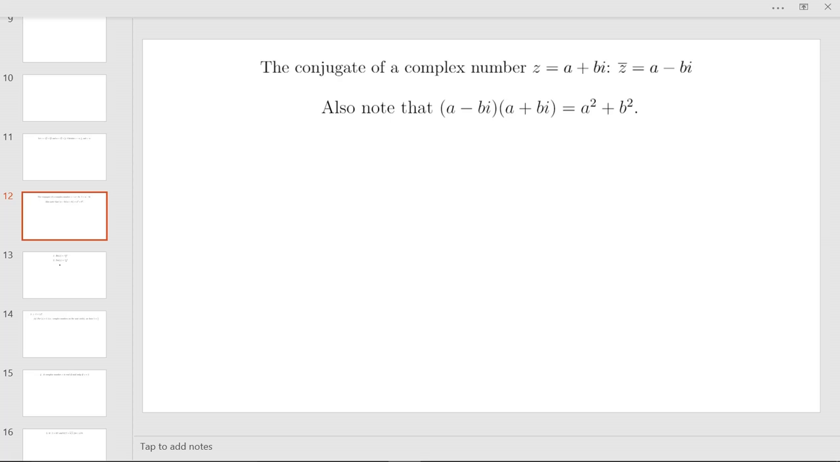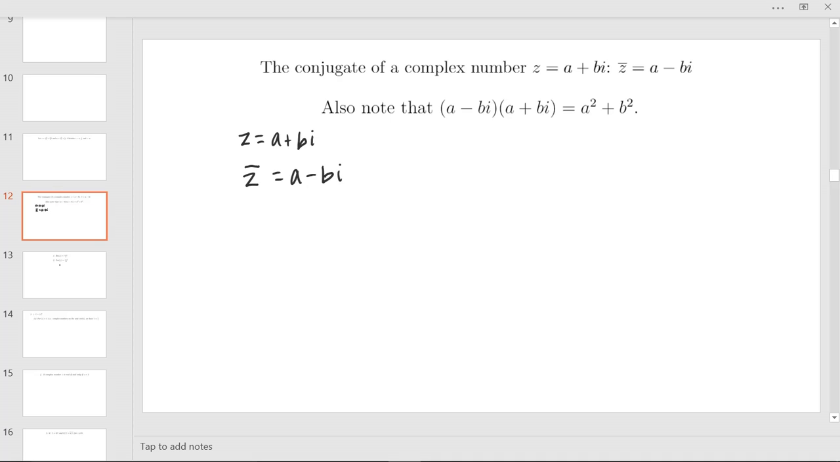Hello. In this lecture, we will be going over complex conjugates and De Moivre's theorem. First, we start with a definition of the complex conjugate. For the complex number z equal to a plus bi, the complex conjugate of z, denoted by z bar, is equal to a minus bi. So basically, we just negate the coefficient of i.